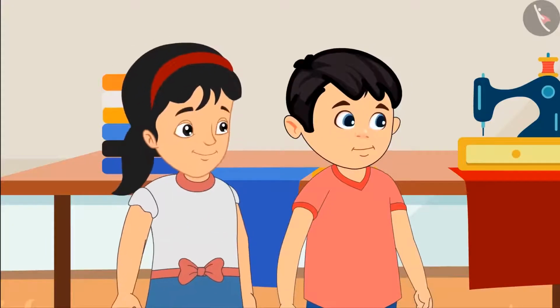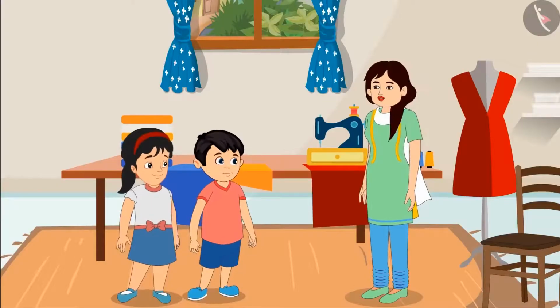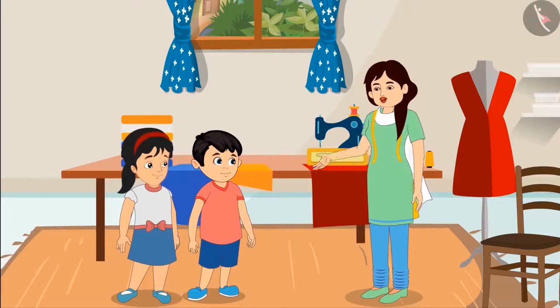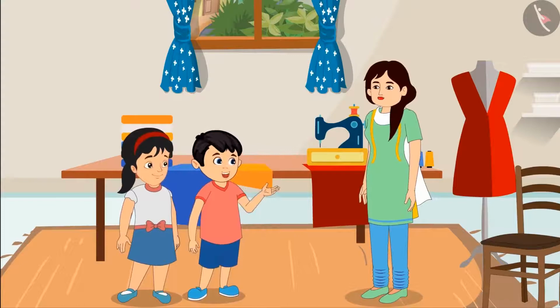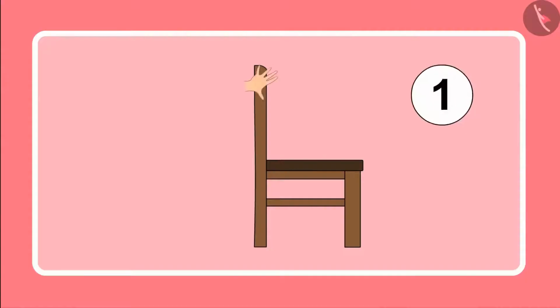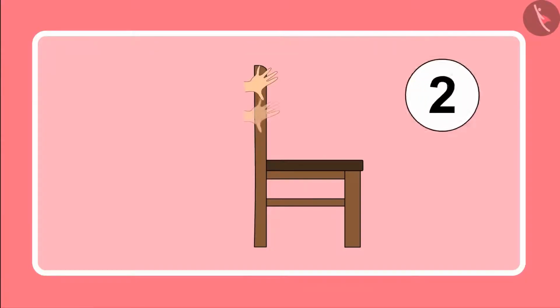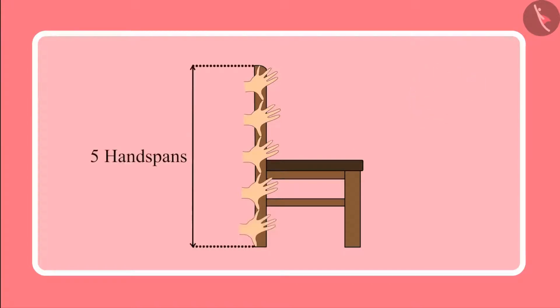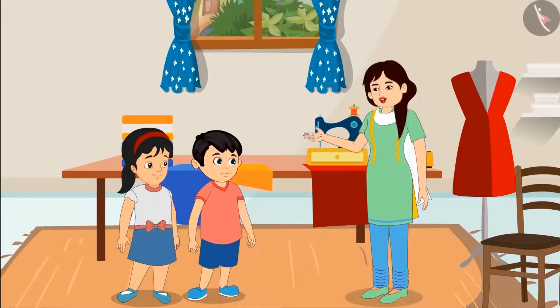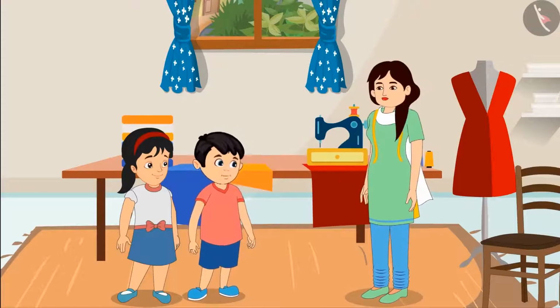Okay, Auntie. Children, both of you can take measurements of some items kept here. Yes, Auntie. I will measure the length of this chair. 1, 2, 3, 4, 5. 5 handspans long. Very good, Chotu.